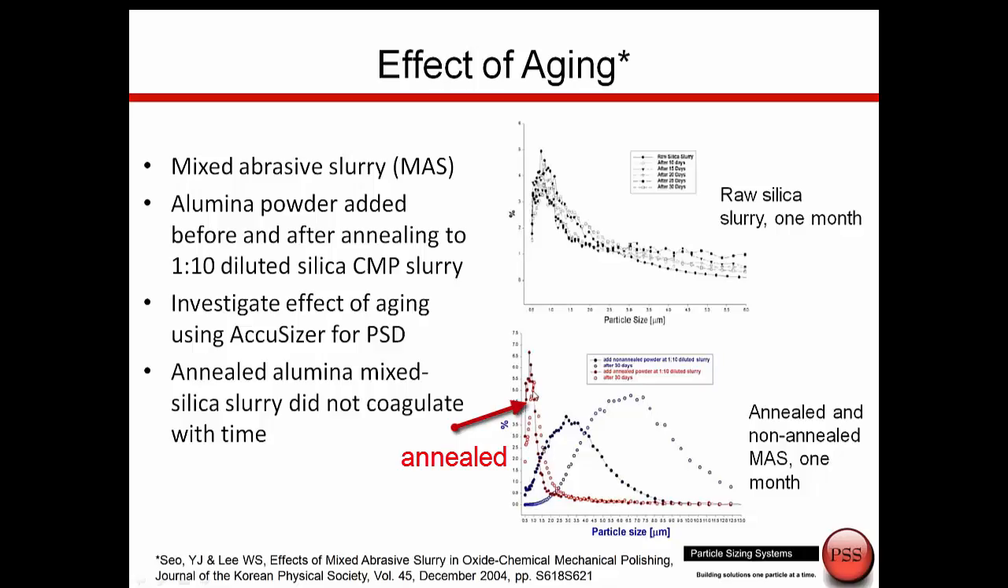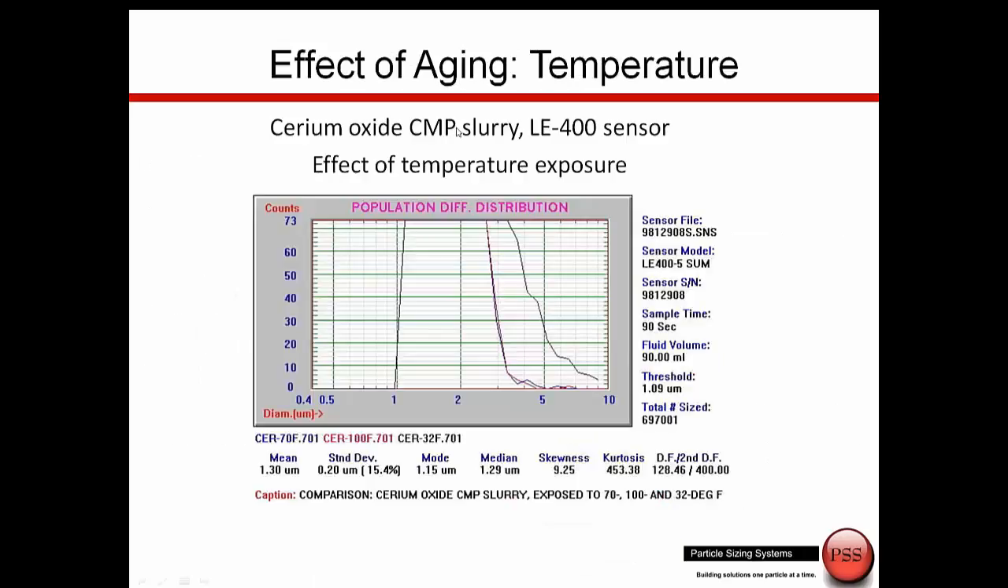And what you see on the left-hand side, this is the annealed mixed abrasive slurry, and it didn't change that much over the course of a month, a little bit, but if you look at the non-annealed alumina, a big change over the course of the month. It went from a mean size that's around 3 to a mean size after a month that's up here at around 6.5. So a good way to look at the effect of aging on the slurry, and in general, younger is better.